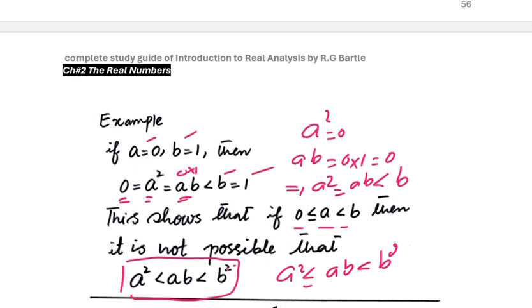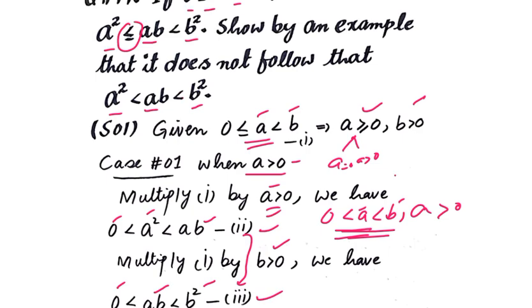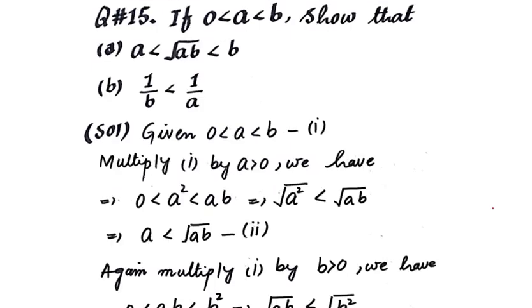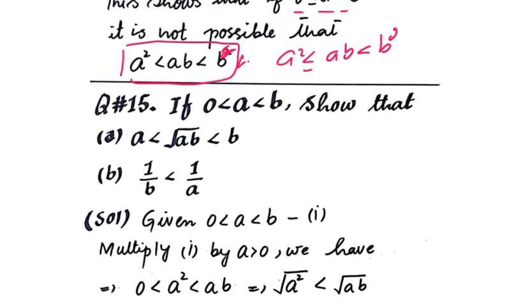Sorry, this is B square here. This was B square. This was okay. This was the B square. So this is correct. This is B square.